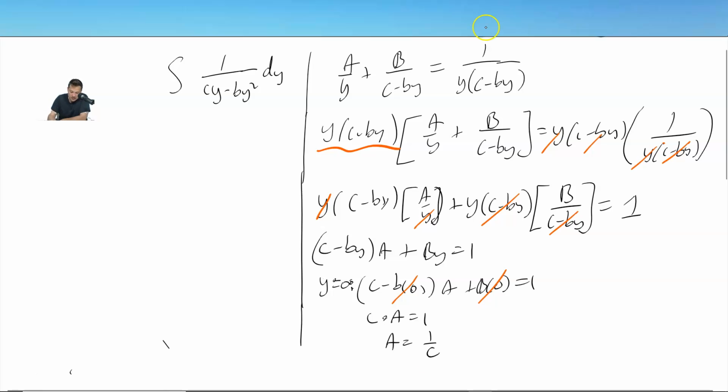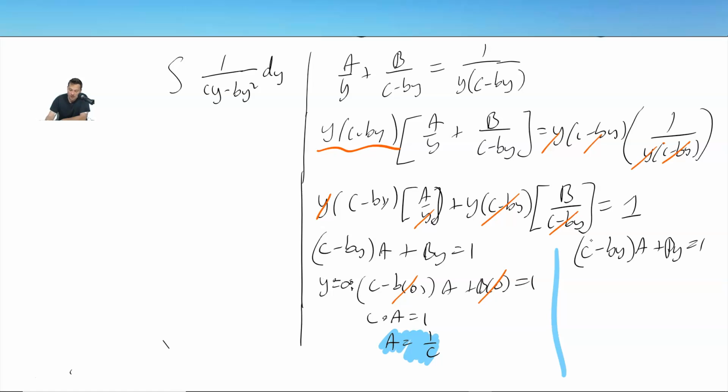So let's stop right here. This is the value of A. So we've made some progress. We just have to repeat this now to find the corresponding value of B. Since I have (c − by) multiplying A plus By multiplying B equal to 1, this is meant to be a B here, to be clear.